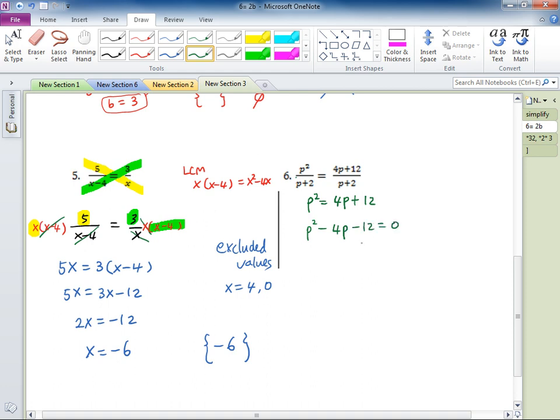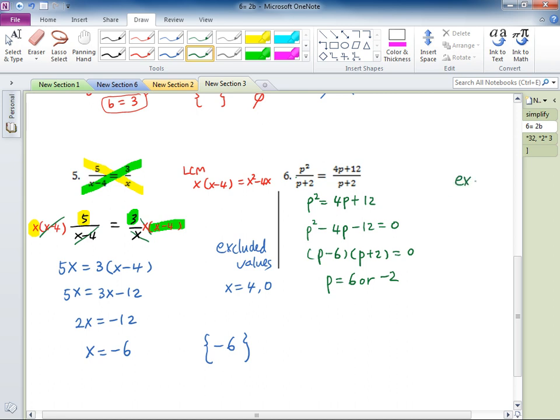And then what's the next step? Factor. 6 times 2 makes 12, right? And negative 6, positive 2, negative 4, negative 6, positive 2, negative 12. So what are the solutions? 6 or negative 2. And now let's check one more thing.